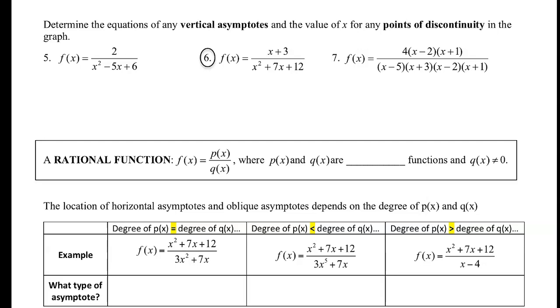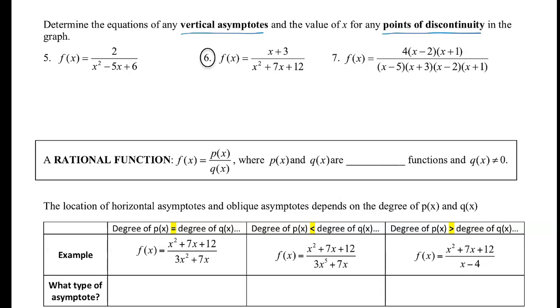Mr. Eicher here. This is part 2 of a lesson. We ended the last lesson talking about how you can tell the location of vertical asymptotes versus points of discontinuity in rational functions. So let's look at two examples, number 5 and number 7, and you'll do number 6 as a try this on Schoology.